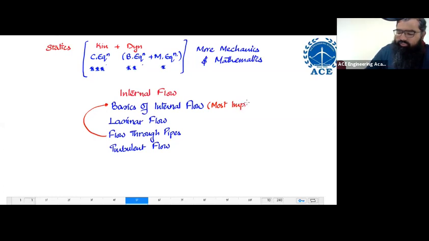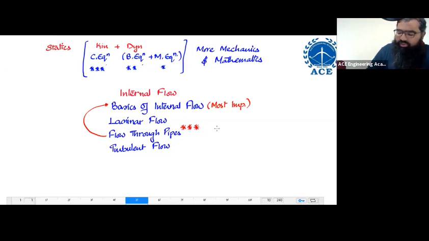This is the most important part. If you understand the basics of internal flow, the rest of the things you will follow very easily. This part is not going to have any questions. It is just some theory, which will take less than 1 hour. Once you understand this, the remaining 9 hours will be very simple. From an examination point of view, this is the most important part.